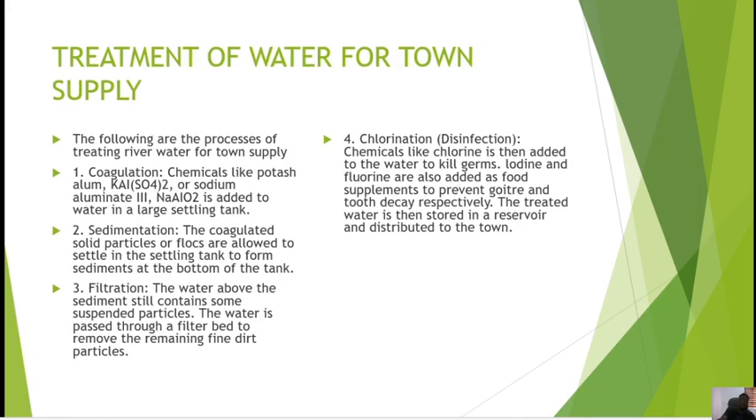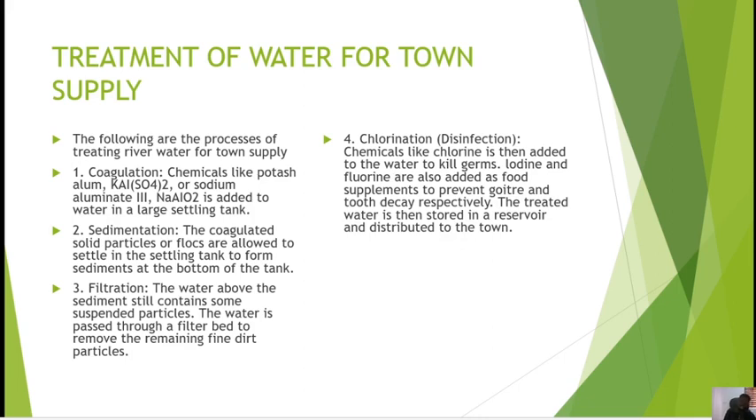So we would go to the next part of our study of water, and that is the treatment of water for town supply. The following are the things you need to do to river water or any other sources of water for you to make it usable for people to get it in their towns, basically. So first of all, coagulation. Chemicals like potash alum or sodium aluminate are added to the water in large settling tanks. And what it does is that it pulls those dirts, the dust, and everything together. That is coagulation.